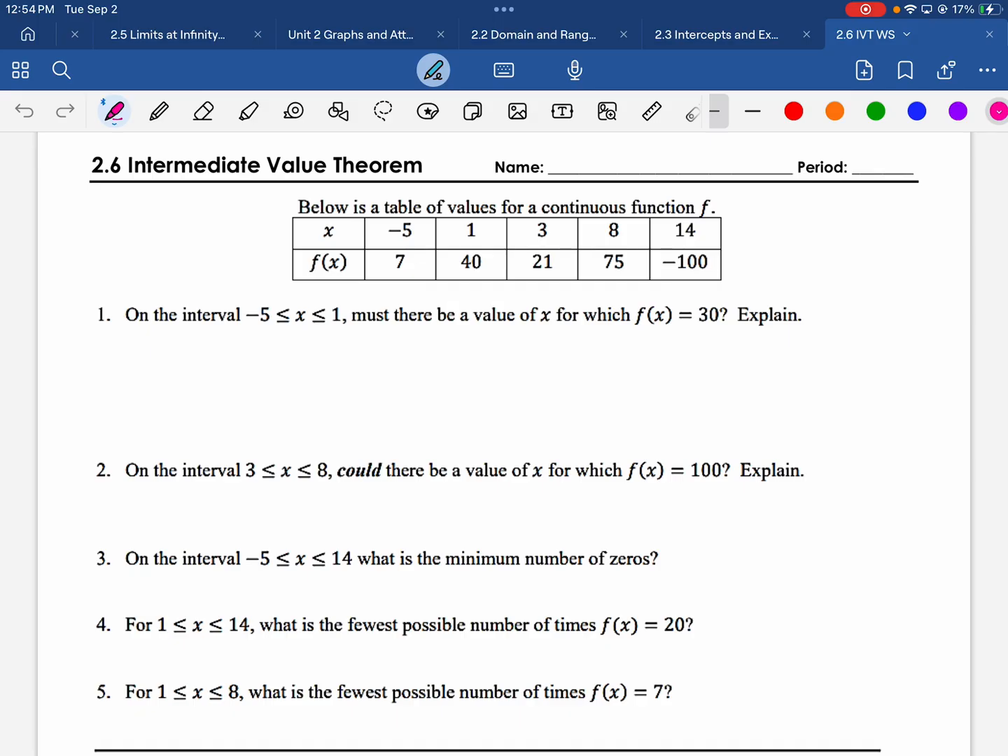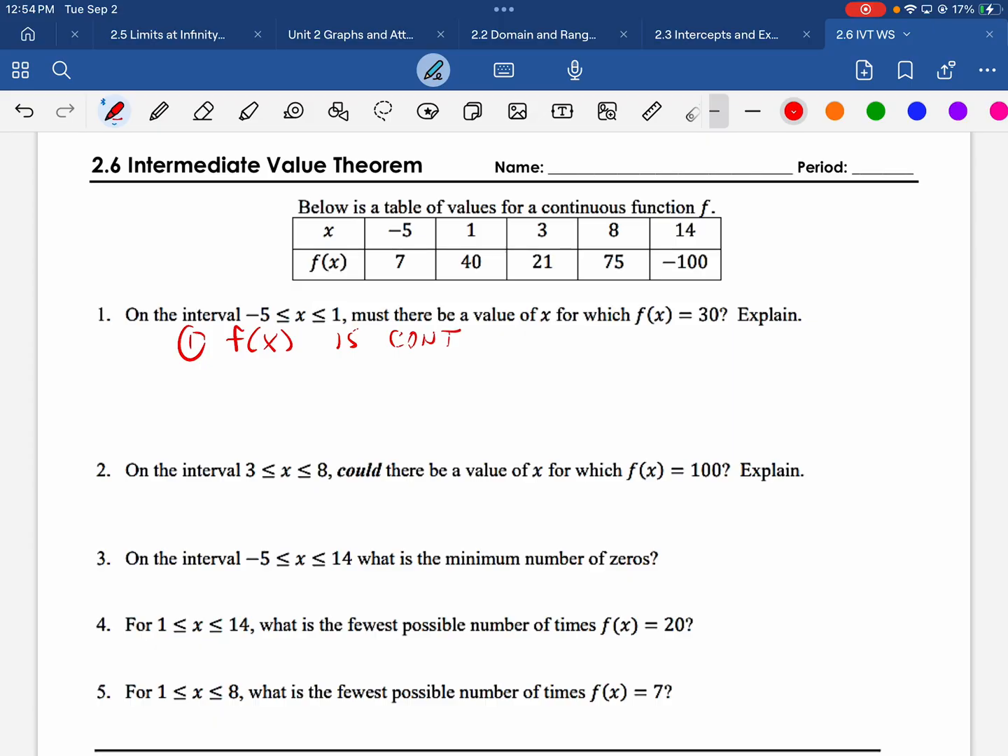All right, so I'm going to do some of these questions with you. The first three questions are very similar, so I was going to do one with you, and that way you only have to do the other two sections. On the interval from negative 5 to 1, must there be a value such that f of x equals 30? Explain. Because it says explain, that's my justification. So the first thing I need to prove is that f of x is continuous.